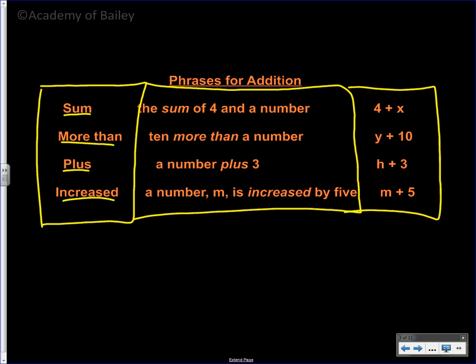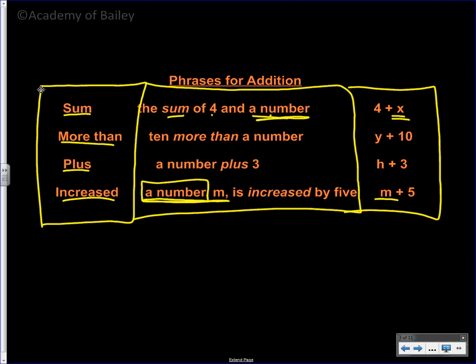If it says the sum of four and a number, when you see this, a number, that's usually a variable. Okay? A number means a variable. Now, go down here to the very bottom. It says a number M. So it is telling you what variable you're supposed to use for a number. You're going to be using M.